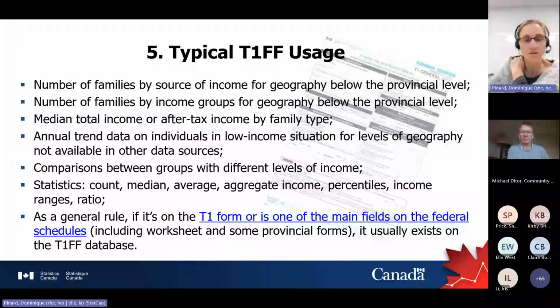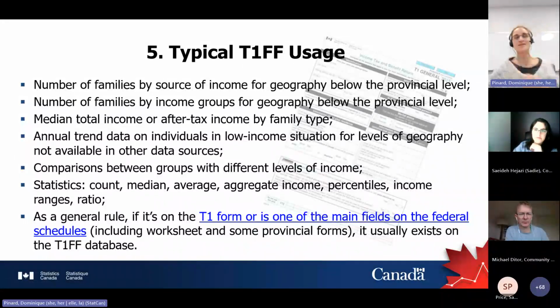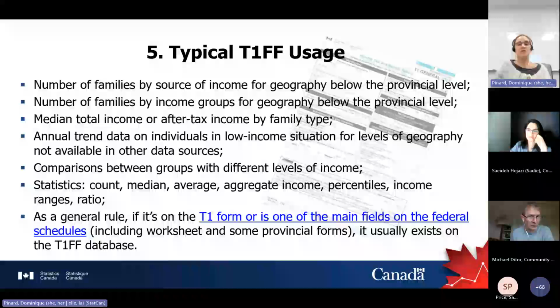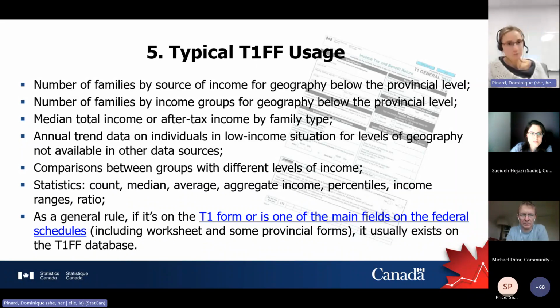So I'll move on to the more interesting part, maybe for some people. What is really available from the TIF? Here you have a list of examples of things that can be expressed using the TIF. Some statistics can be created. Usually we talk about counts, median, average, aggregate income, percentiles, income ranges, and ratio. We also sometimes do Gini coefficient or other inequality measures, but that's based on people's specification, and they are not released as is on the StatCan website.